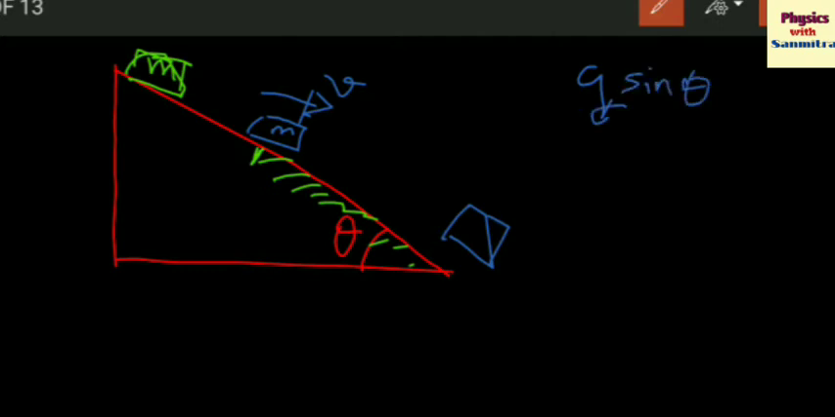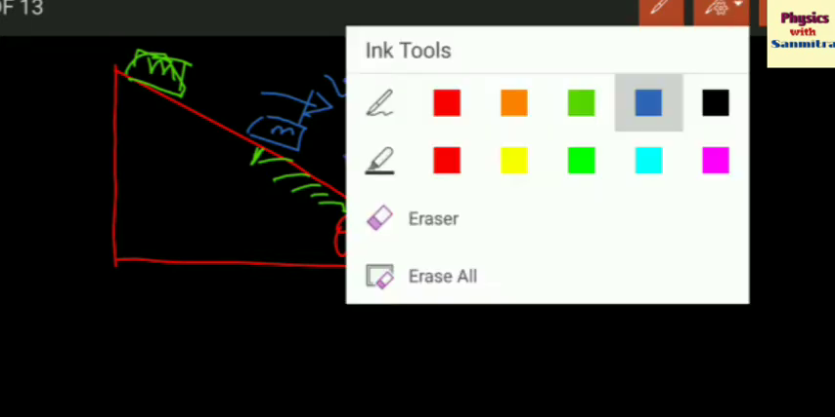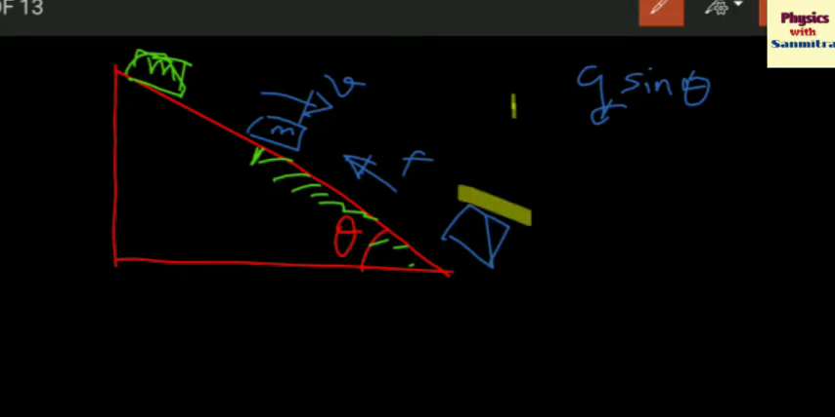But since the surface is rough, after entering the rough surface, there will be some friction acting in the direction opposite to the relative motion between the block and the wedge. After reaching the bottom, the velocity will become 0. It will become v equal to 0.